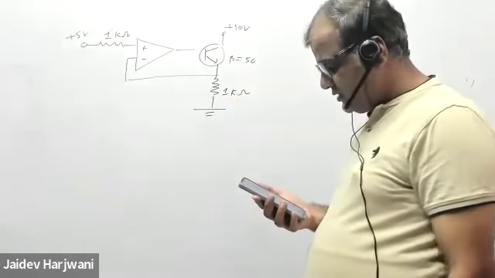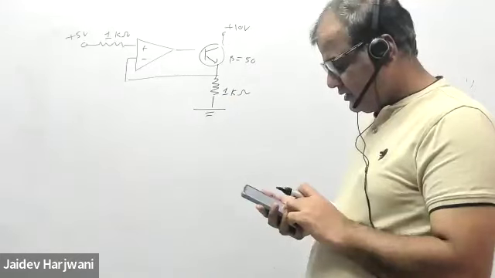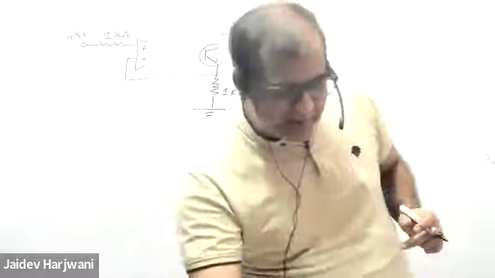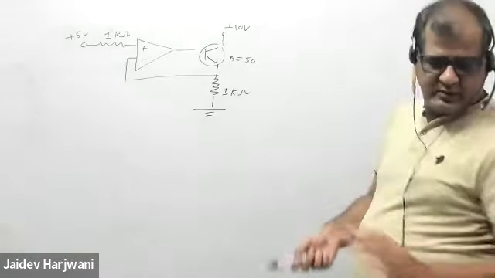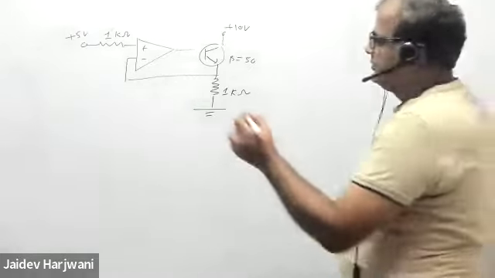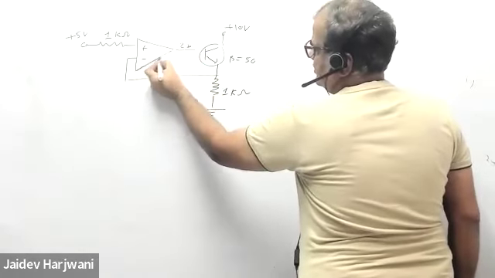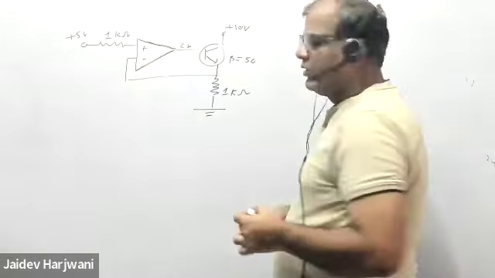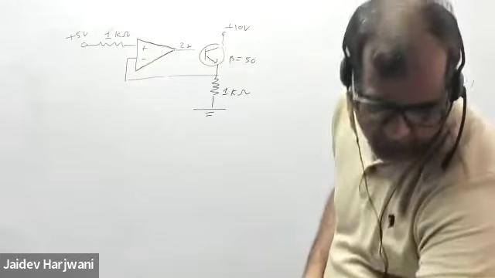Now the question is asking to find the current IB. You have to calculate the base current IB. This current you have to find out. So how to approach this problem? Can anyone suggest how to approach this problem?